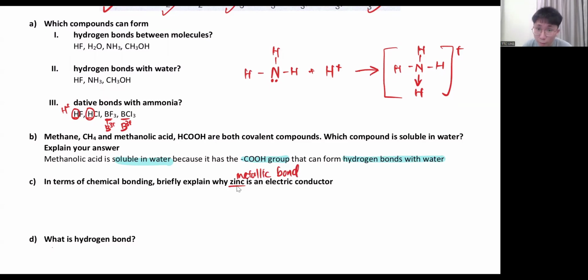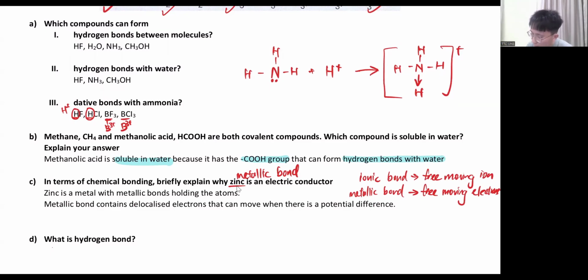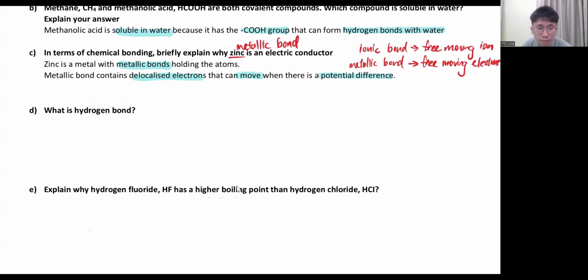Just now guys, remember ionic bond? Ionic compounds, ionic bonds, they conduct electricity by free moving ions. But if it's a metallic bond, they don't use free moving ions. They have free moving what? Free moving electrons. Remember we learned the delocalized electrons? This is where the word comes in. So zinc is a metal with metallic bonds where it contains delocalized electrons that can move when there is a potential difference, basically electricity. They can carry your electrical energy.